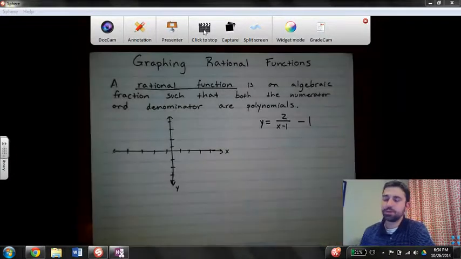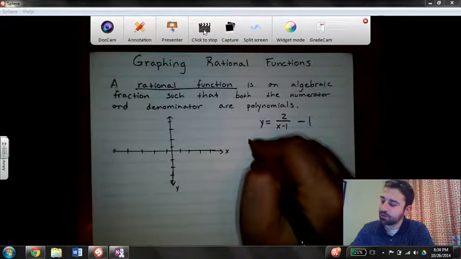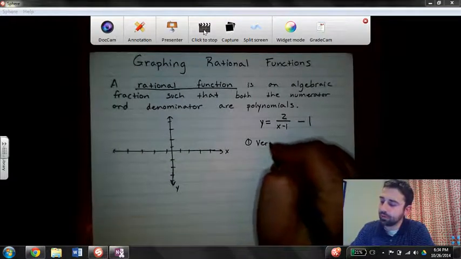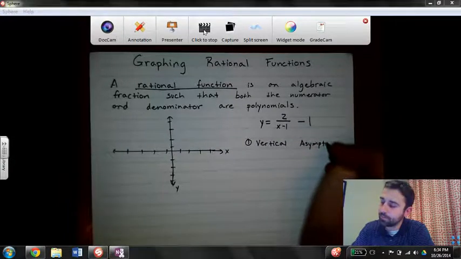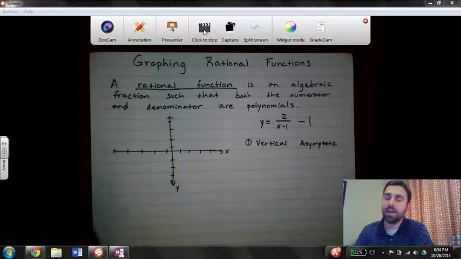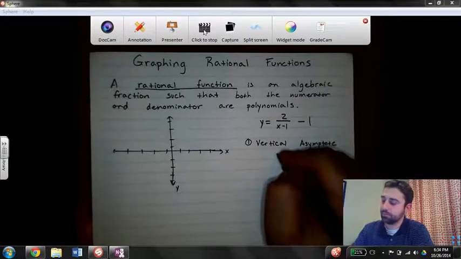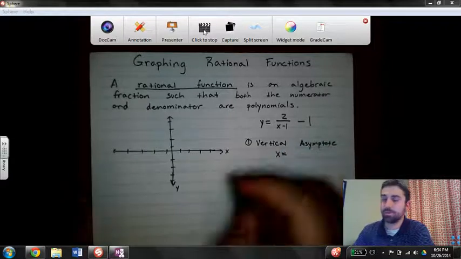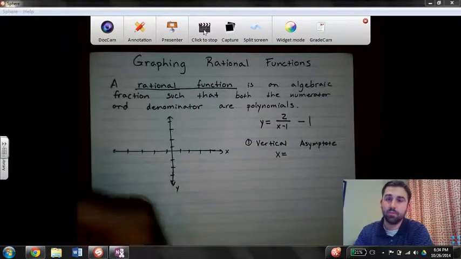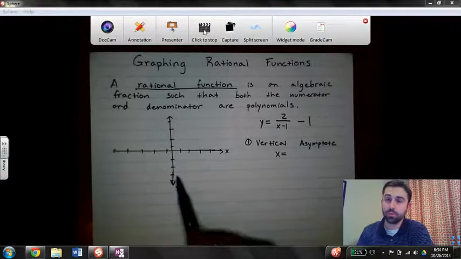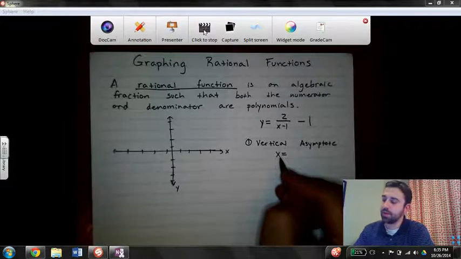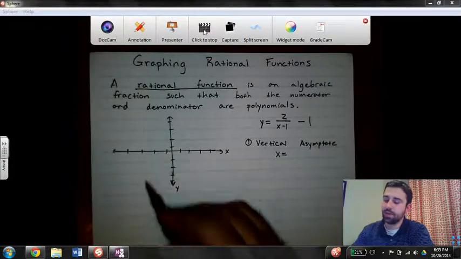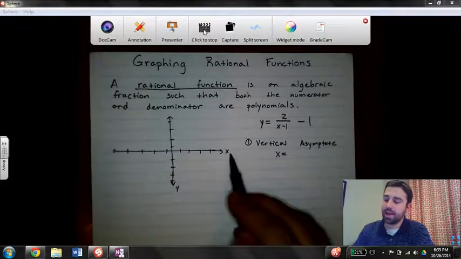In order to graph this, I need to first identify my vertical asymptote. The vertical asymptote is going to be a value where the rational function does not exist. From what we know about asymptotes, asymptotes are going to be a line, either represented as x equals or y equals, depending on what type of asymptote it is. And for vertical, a line that will be going up and down would be an x equals line.